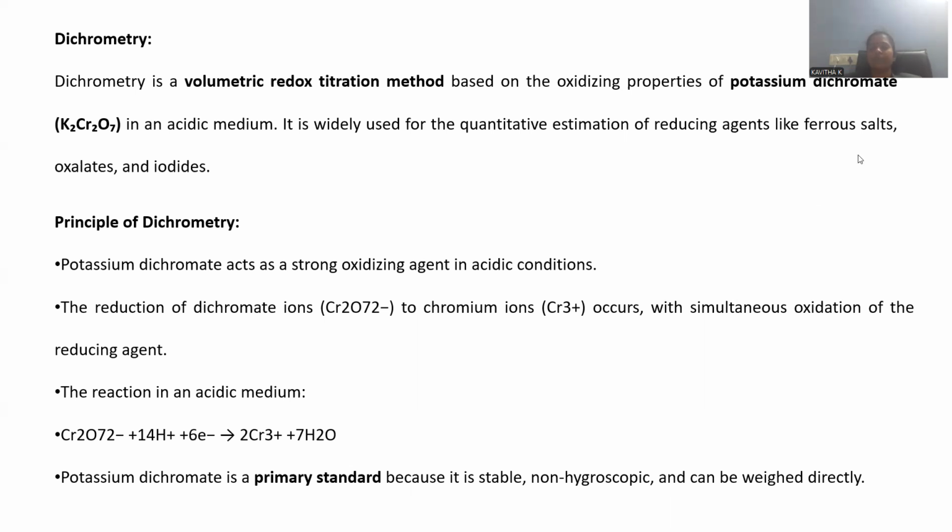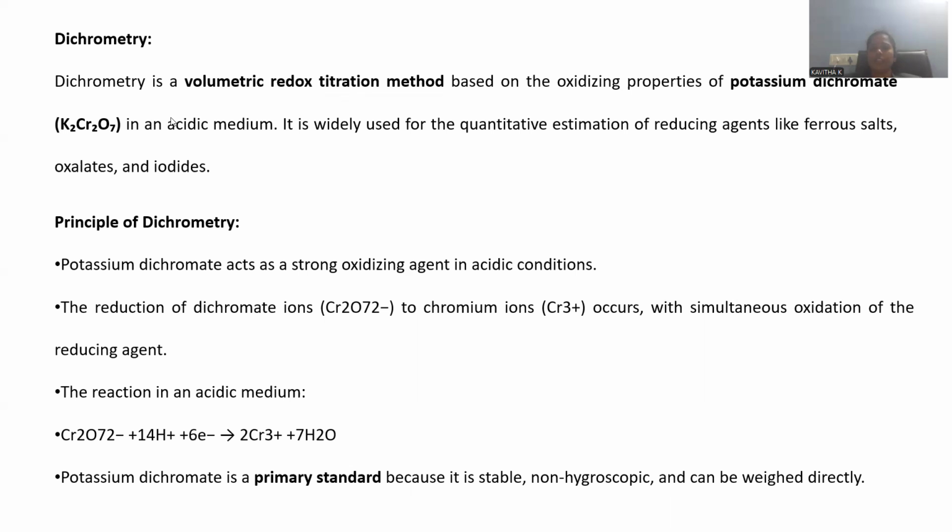And if that analysis is carried out in a liquid form, that is called volumetric analysis. And if you are measuring its amount, we can say it is quantitative analysis. This is regarded as quantity estimation, right? Ferrous salts, oxalates, and iodides can be estimated by means of this dichrometry by participating in redox titrations.